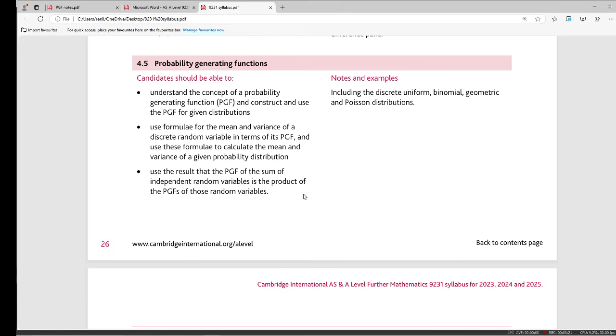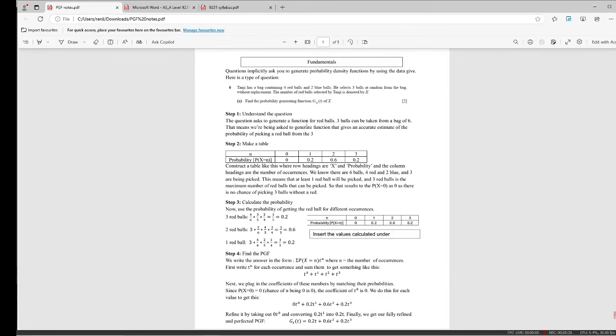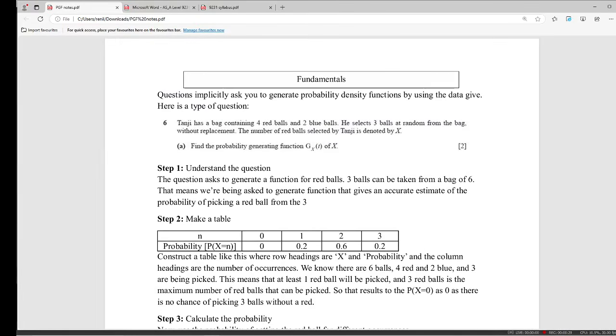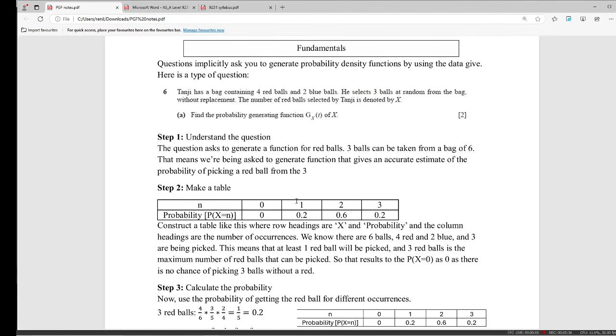So these are the fundamentals. It's paramount that you need to understand these. So let's start off over here. Fundamentals. Questions will implicitly ask you to find the PGF. When I say implicitly, it means they won't give you your probabilities directly. That's what I mean. So first of all, you got to understand the question.